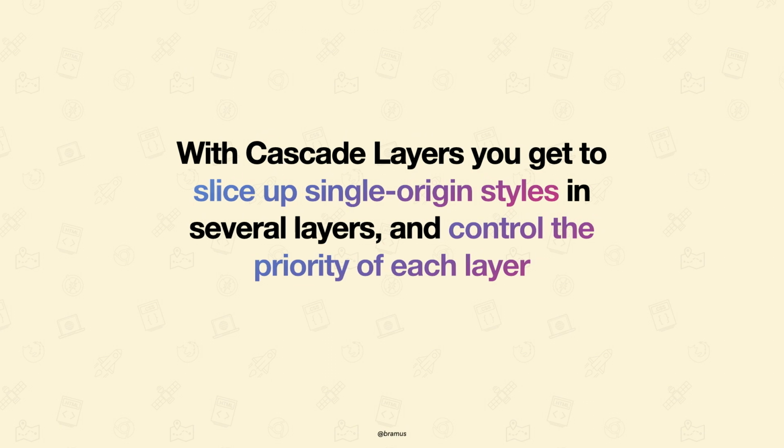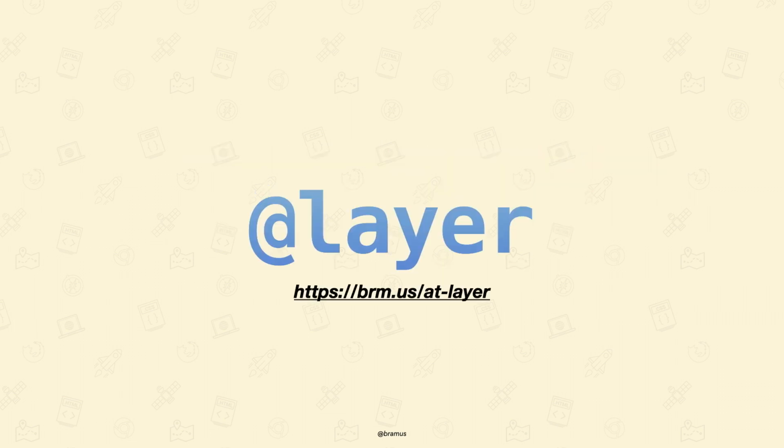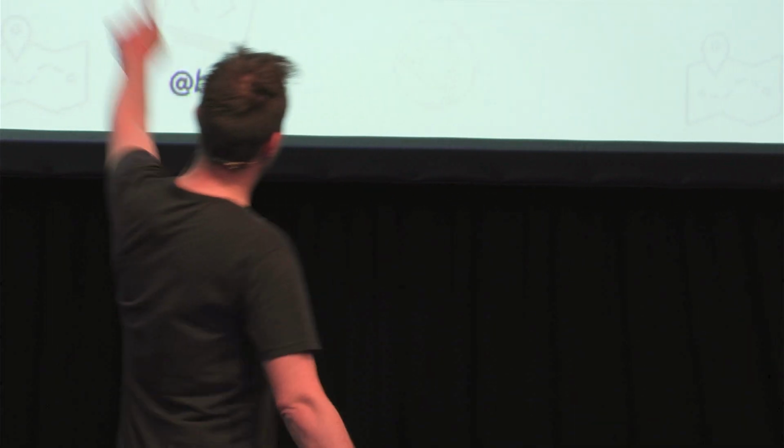I've already said this. This is like the definition of Cascade Layers. With Cascade Layers, we get to slice up single origin styles, so styles in one and the same origin, into several layers, and then we also get to control the priority of each layer. We do this using the at rule. This is a new at rule that's available. It's available in all browsers. I will tell you also later on. At layer. The link here is to a blog post, but you don't need to read the blog post because you're watching this presentation right now, so just follow along.